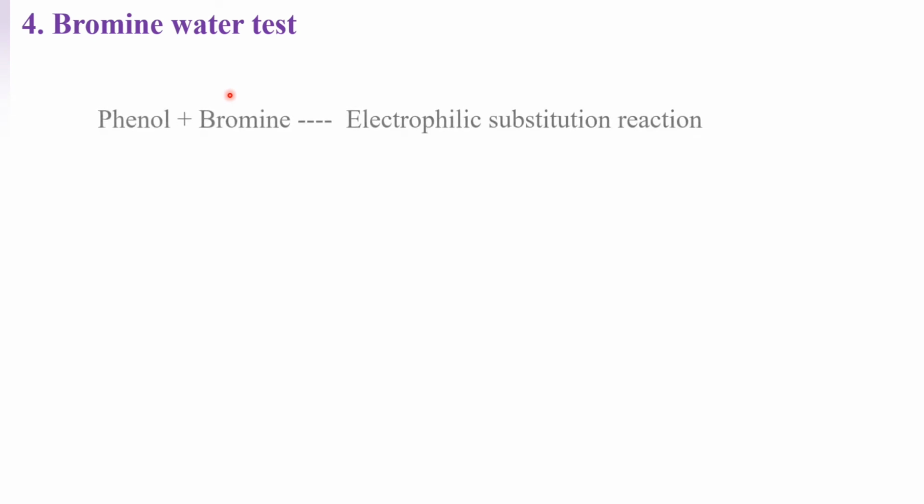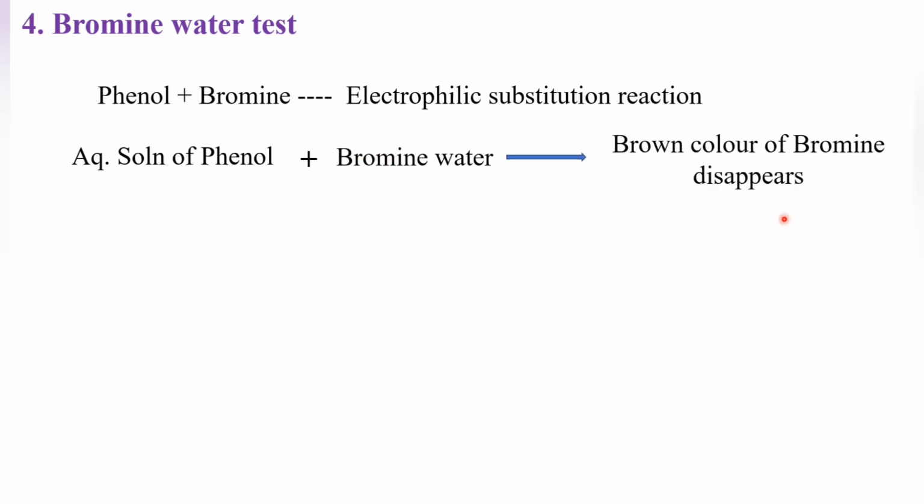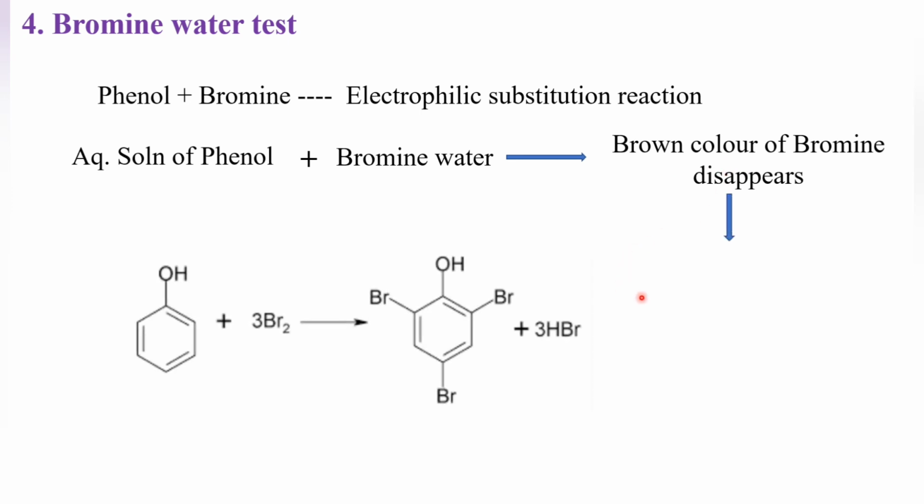So now we'll see the fourth one, that is called the bromine water test. So what is this test? Phenol is treated with bromine and it undergoes electrophilic substitution reaction. So we are taking an aqueous solution of phenol and that is treated with bromine water. So we are getting a white precipitate, that is, the brown color of bromine will disappear and we are getting a white precipitate.